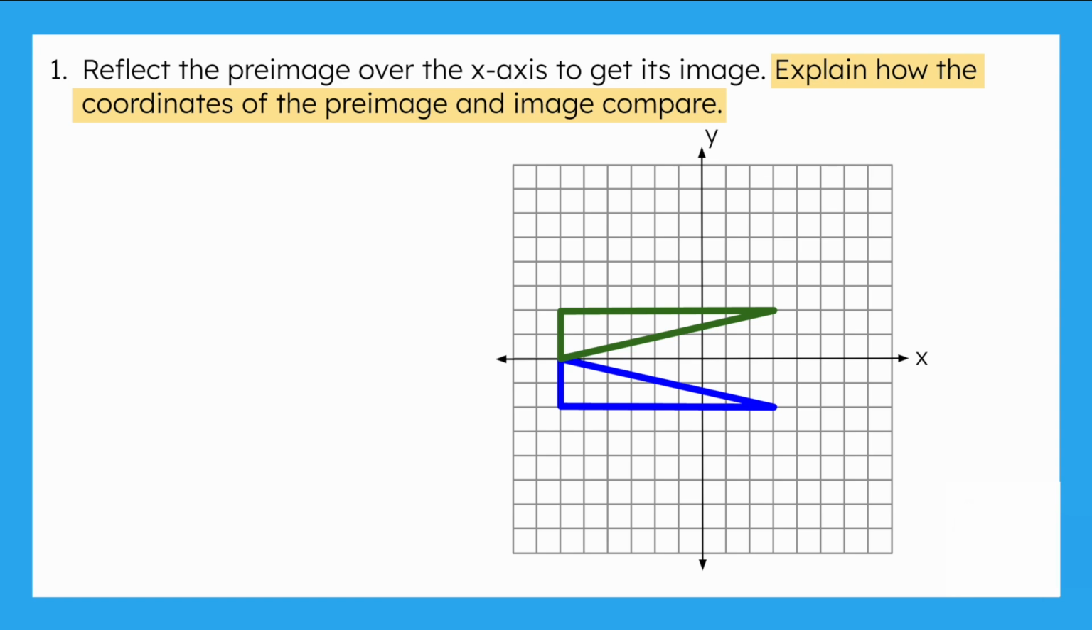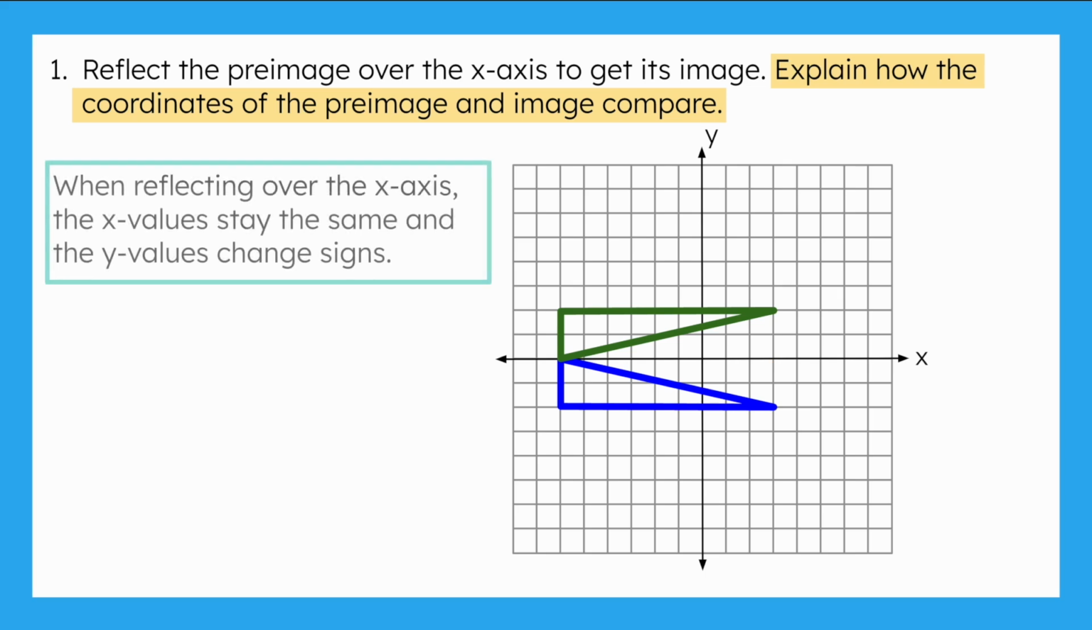Reflecting over the x-axis only moves points vertically, so it only affects the y values. It makes sense that the y values are the same numbers but different signs since they are the same distance from the x-axis. We could say something like, when reflecting over the x-axis, the x values stay the same and the y values change signs.